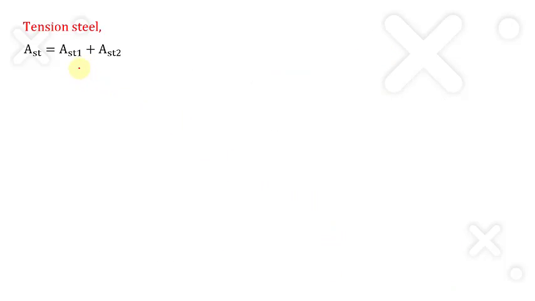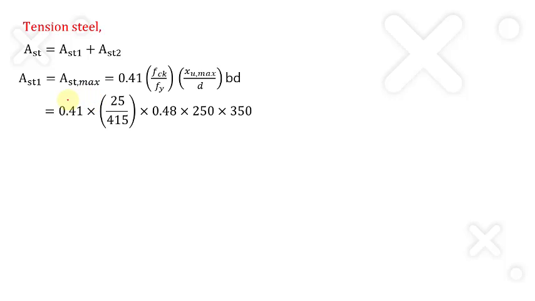Next is tension steel. Now tension steel will be equal to Ast1 plus Ast2. So you know how exactly it has come. Ast1 corresponds to the maximum tension steel, and to compute maximum tension steel for a singly reinforced section, in one of the videos for design of singly reinforced section, I had derived this expression, so I am using it directly to compute Ast max. So we get Ast1 as 1037.3 millimeter square.